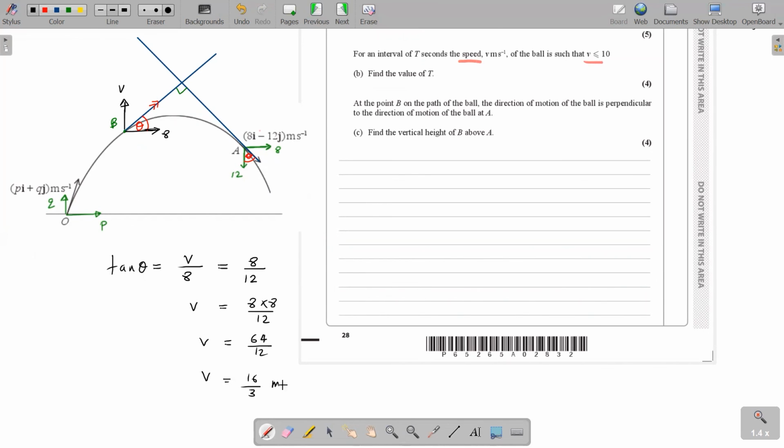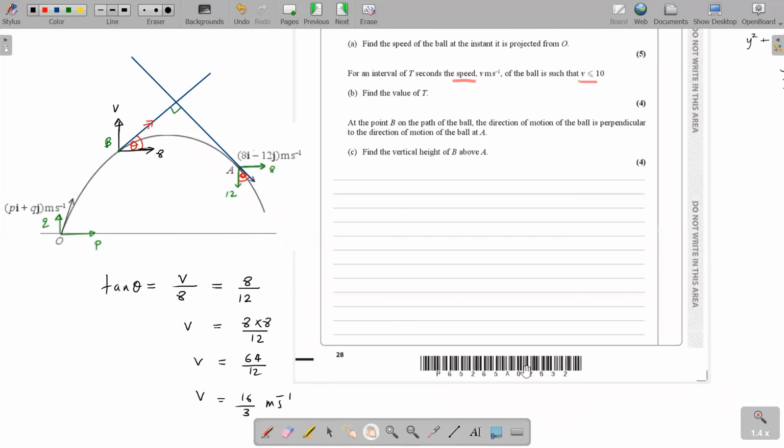So now with this vertical component of velocity, what are we supposed to do? They want you to find the vertical height of B above A. Okay, so you need to find the vertical height of B above this point A. So how do I get the vertical height of B above A? We use v squared equals u squared plus 2as from B to A. So choose a positive direction. So I will apply downwards because they ask you to find the height of B above A, which means B is above, so A is below. So I chose downwards as positive, okay?